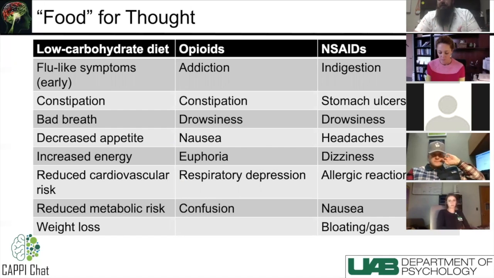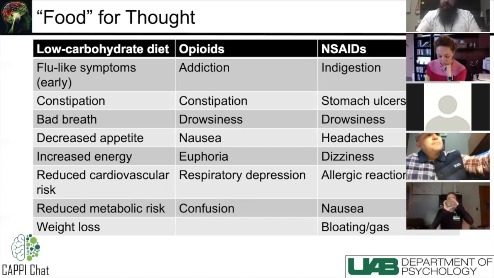Opioids, some of the possible side effects: addiction, constipation, very, very common, drowsiness, nausea, euphoria, respiratory depression that can lead, of course, to overdose deaths, and confusion. Non-steroidal anti-inflammatories, so these are your over-the-counter pain relievers: indigestion, stomach ulcers, drowsiness, headache, dizziness, allergic reactions, nausea, bloating, gas. Essentially, what I want to point out here is that all of the side effects for the opioids and NSAIDs would be considered negative side effects. That's not the case for a lot of these diets. Certainly, there are some side effects that would be considered negative, but generally the side effects are positive: increase in energy, decreasing your risk for some of these other diseases, and weight loss.